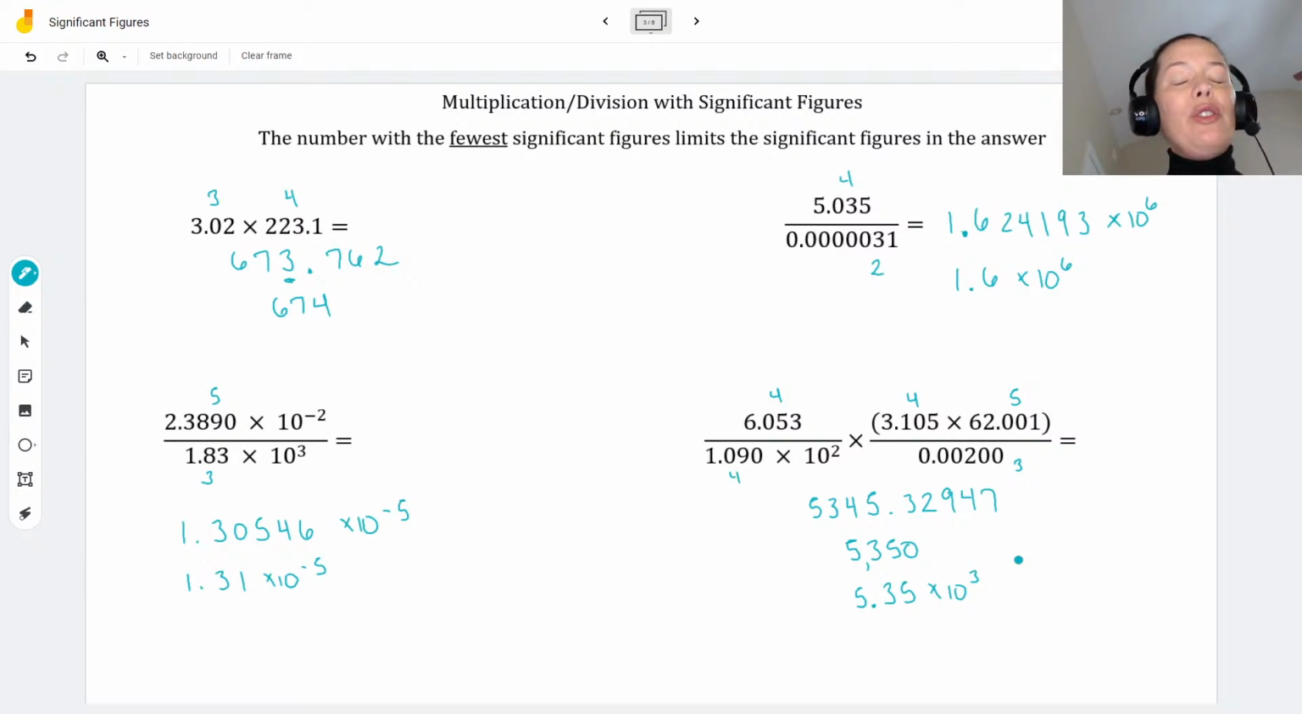And next, I want to do problems where we're going to mix it up. So we're going to have some addition, subtraction, and some multiplication, division, and see how these fit together.